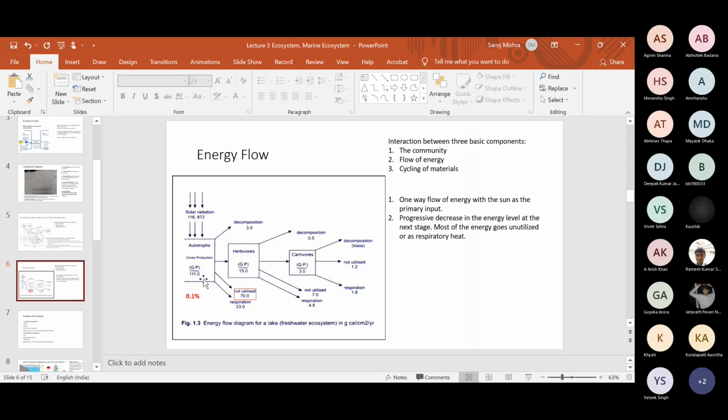Ma'am, what does 118372 represent? That is the total amount of energy, 1,18,872 gram calorie per square centimeter per year, which falls on the autotrophs of that given ecosystem. Yes, ma'am. So can we say, ma'am, that this energy is equivalent to gross product? Yeah, absolutely. That is the way they have defined gross production here, as that unit of energy.